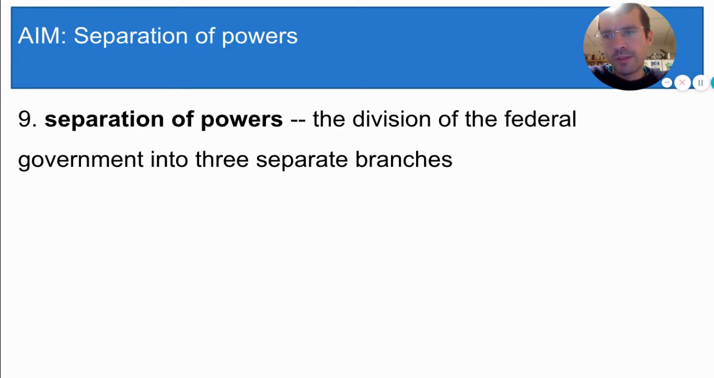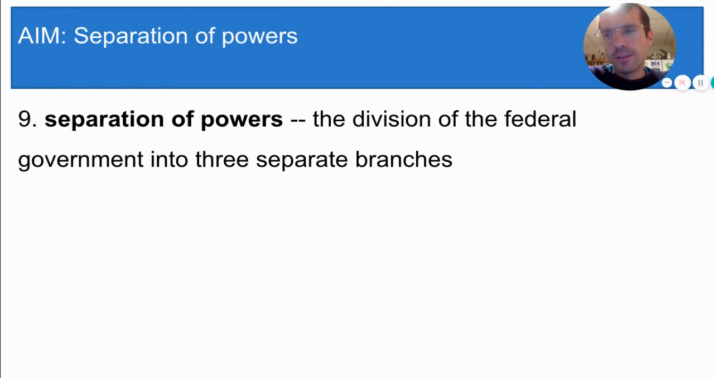Separation of powers means that the federal government is divided into 3 different groups or branches, and each branch has its own job to do. Because each branch can only do certain things, separation of powers prevents one branch, or even one person, from having too much power. Remember, the framers wanted a strong federal government, but they did not want to see it run by a powerful ruler like a king. So, by separating the government, they ensured that one person couldn't control all of it.